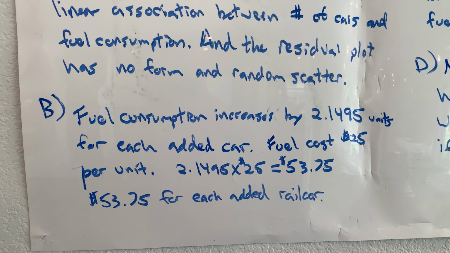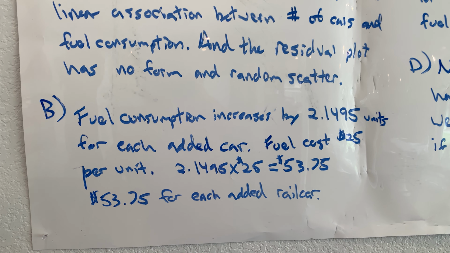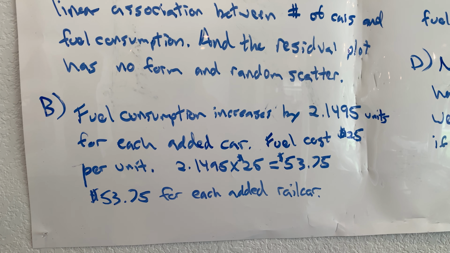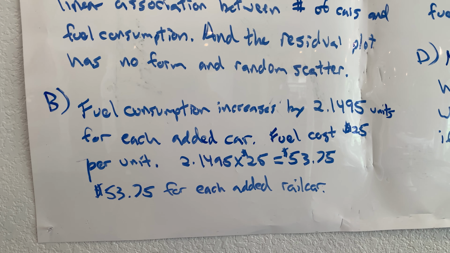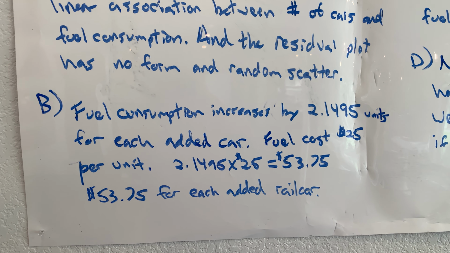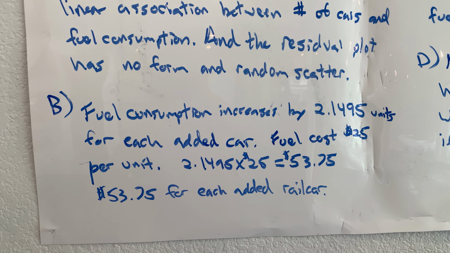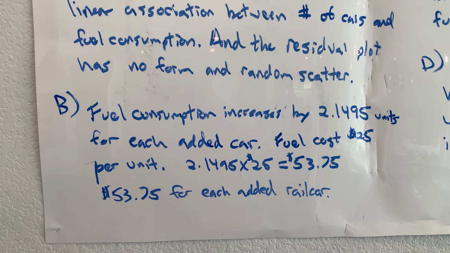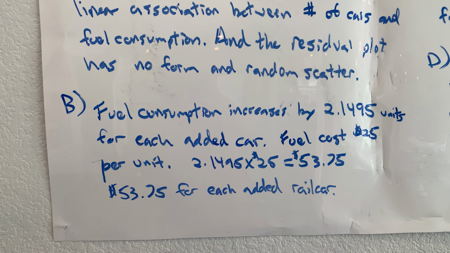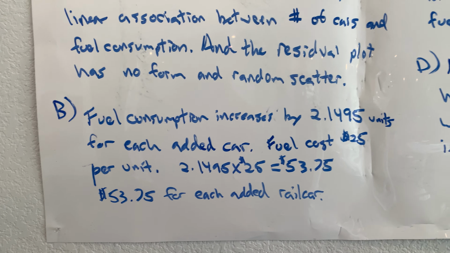But then it also tells us that the fuel cost is $25 per unit. So if we multiply those, and they need to see you multiplying those, you get $53.75. So that's how much it's going to cost for each additional rail car. Make sure you put the formula down. Make sure you write it all out. They want to see where you got the $53.75 from.